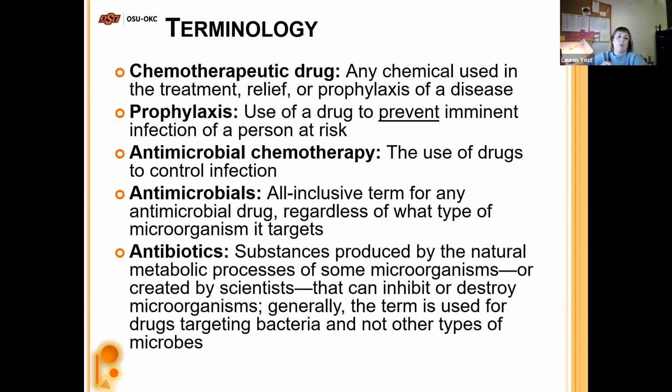Terminology that's important in this chapter, we have the term chemotherapeutic. A chemotherapeutic drug is any chemical that is used to treat, relieve, or act as a prophylactic for disease. So that means prevent disease. Essentially any drug. A prophylaxis, like we were saying before, is the use of a drug to prevent imminent infection of a person at risk. So we'll talk about prophylaxis in the term of infection, but of course you can talk about prophylactics as being things that prevent pregnancy. People use that often. So antimicrobial chemotherapy, use of drugs to control infection.